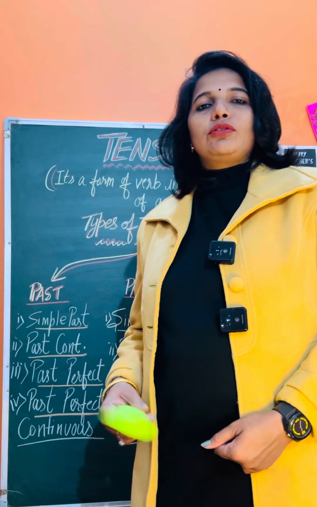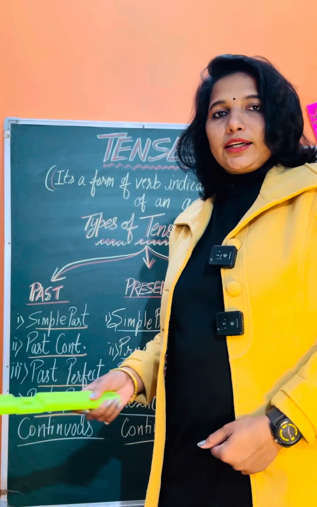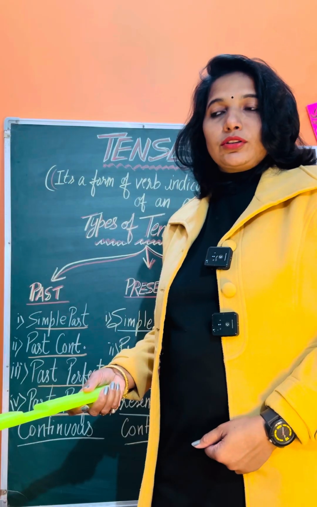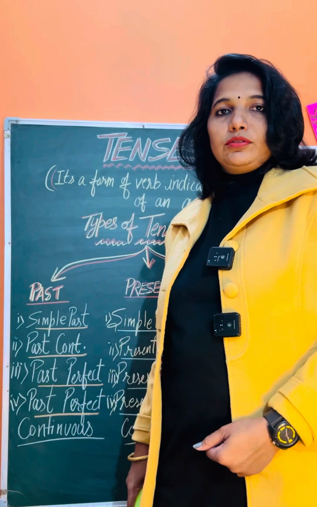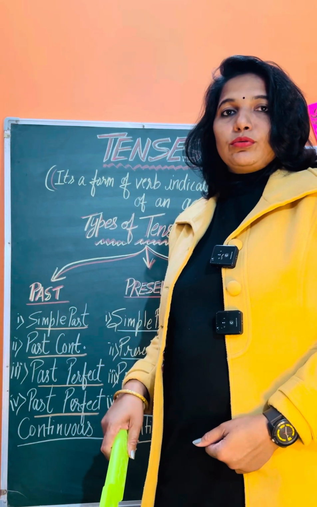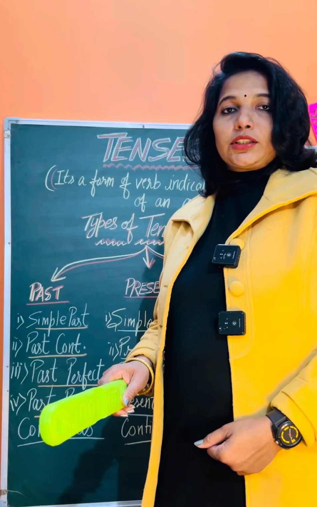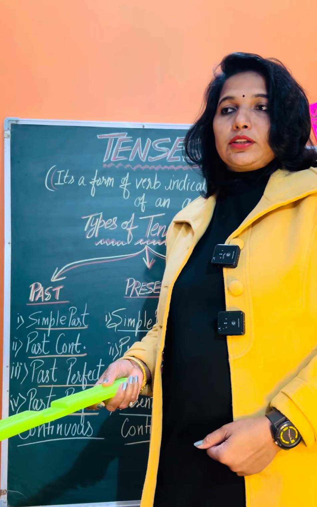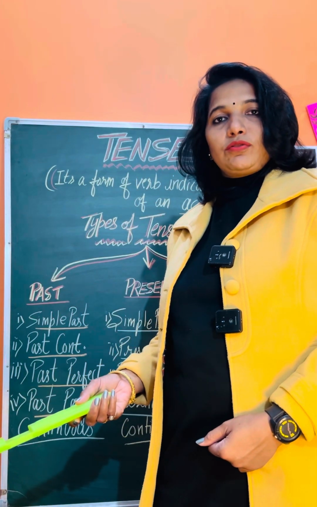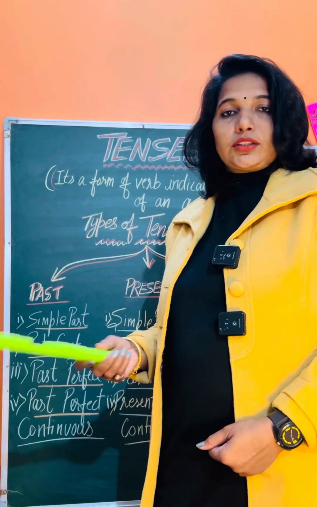So next is past continuous. In past continuous, you need to put the subject first, then was or were, and then the verb's ing form, and then the object. Likewise, I was going to school, right? He was going to school. They were going to school. One thing you must notice: if the subject is plural, then were plus ing form will be there, and if the subject is singular, then was plus ing form will be there, right? So I was teaching, they were studying, like that.